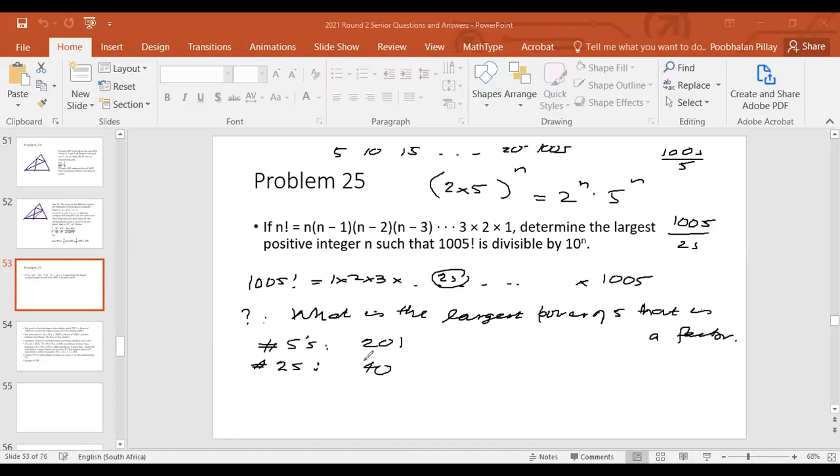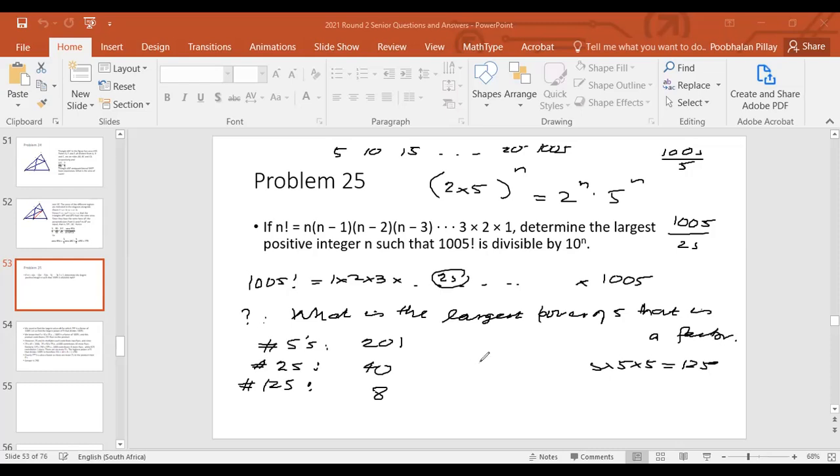Then we might want to stop there, but wait a minute, are there any which contribute 3 5s? Yes, 5 times 5 times 5, which is 125. That's sitting somewhere amongst this large number of factors. So we need to count the number of 125s, because each one contributes one more 5. There are 8 of them, since 125 times 8 is 1,000.